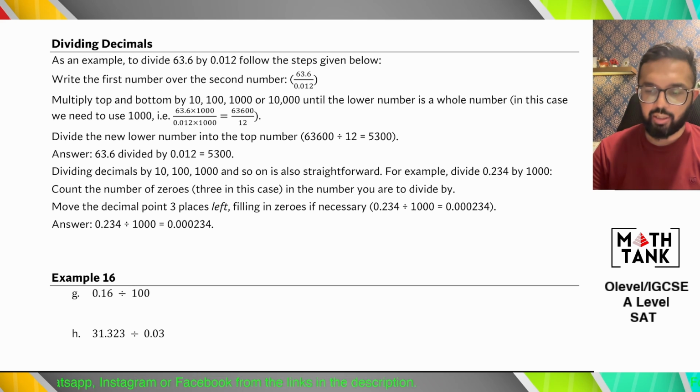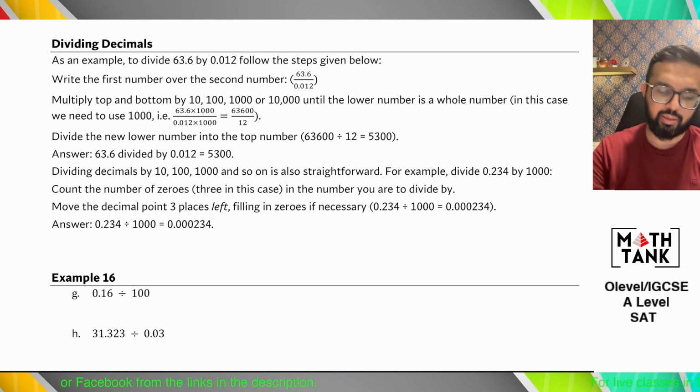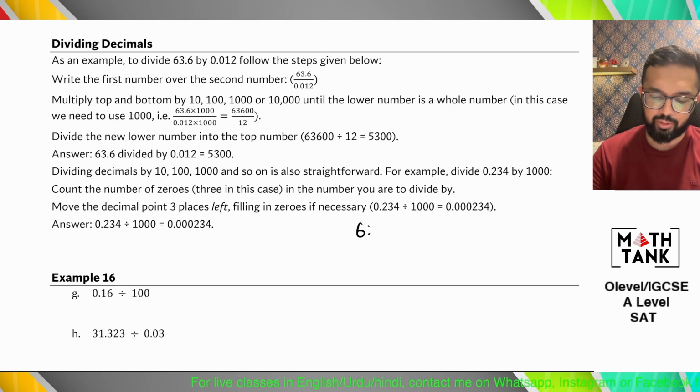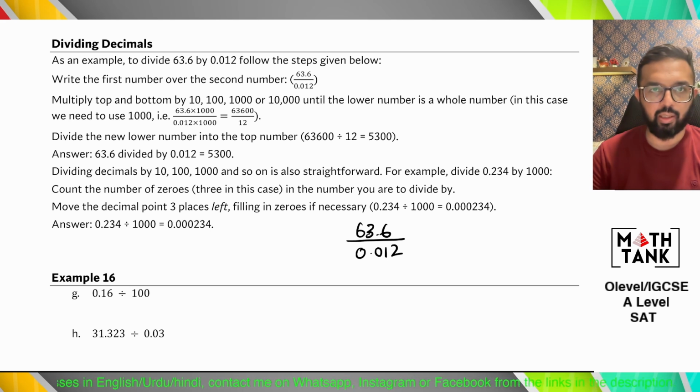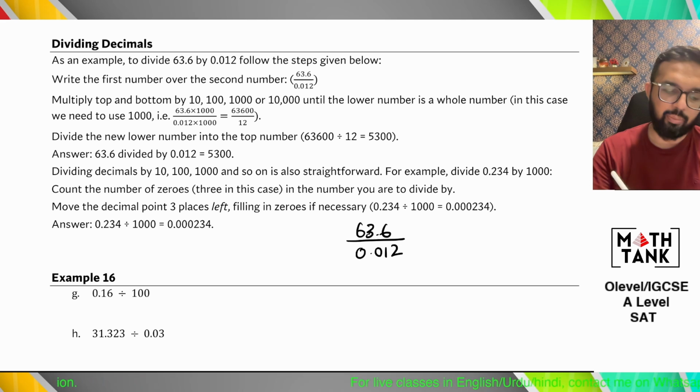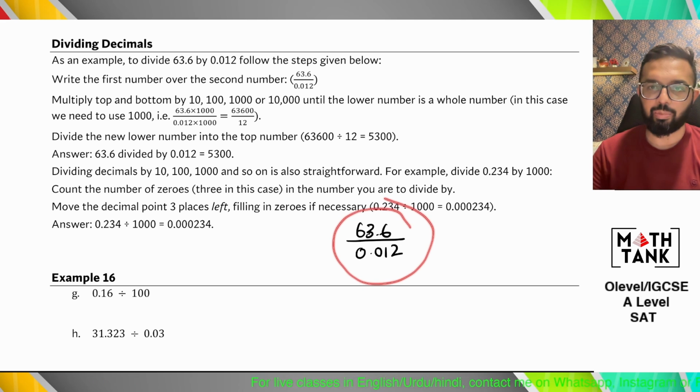Then the tough part of decimals is dividing decimals. As an example, to divide 63.6 by 0.012. So that's what we are trying to do. 63.6 divided by 0.012. So first write it as a fraction. Now you multiply top and bottom by 10, 100, or 1000 until the lower number is a whole number. In this case, we need to use 1,000.